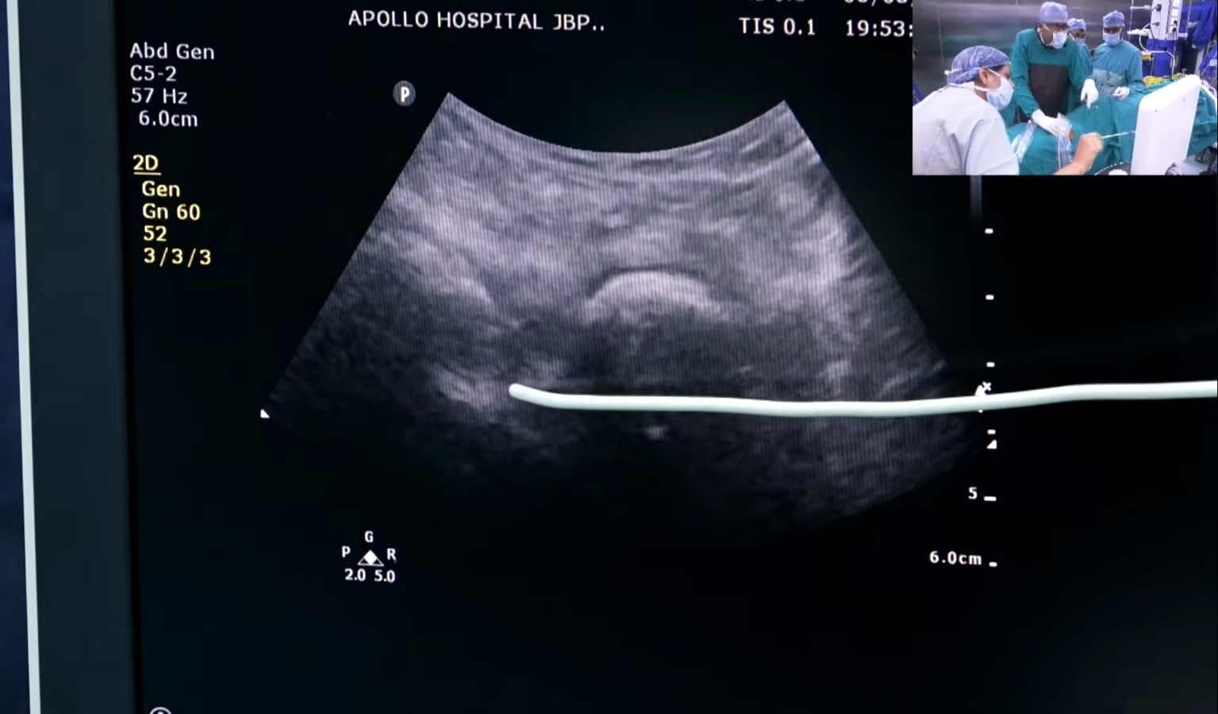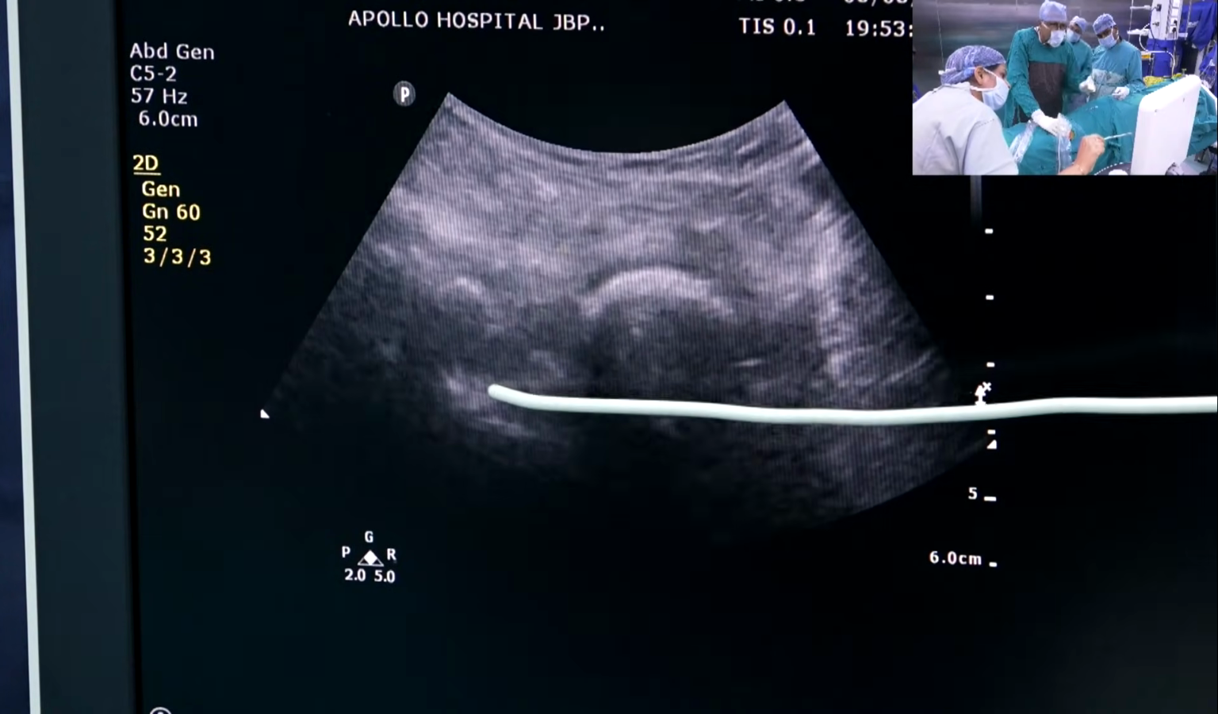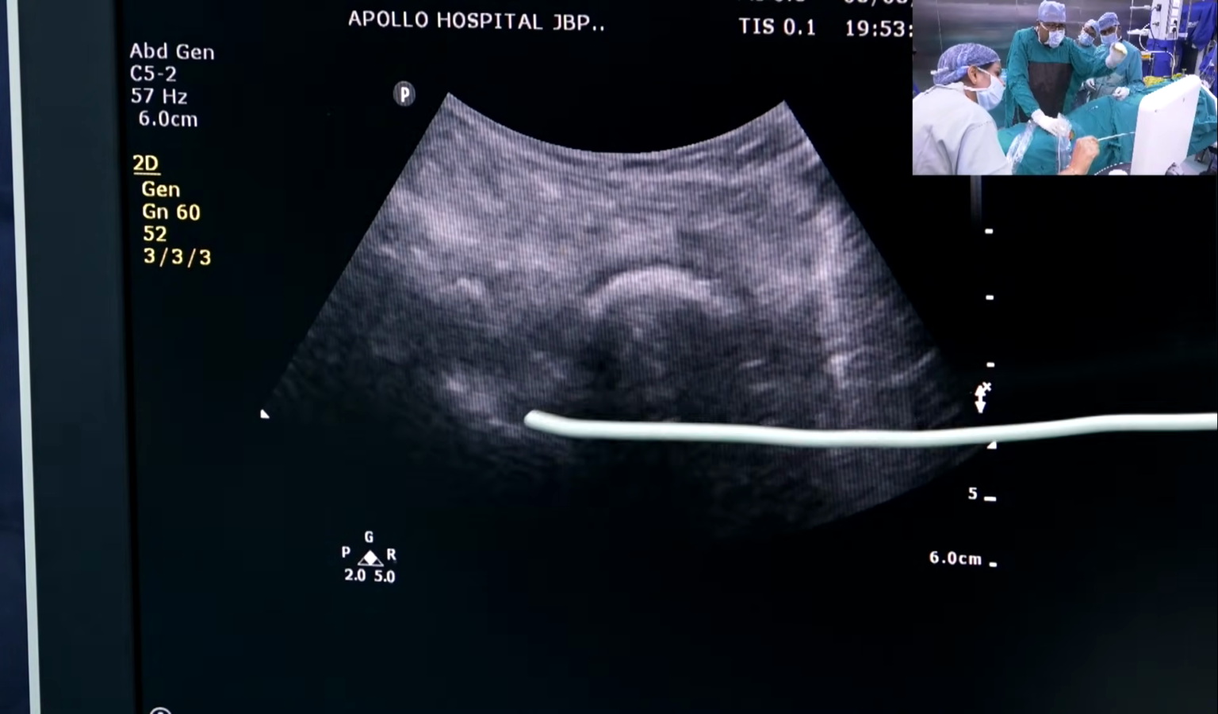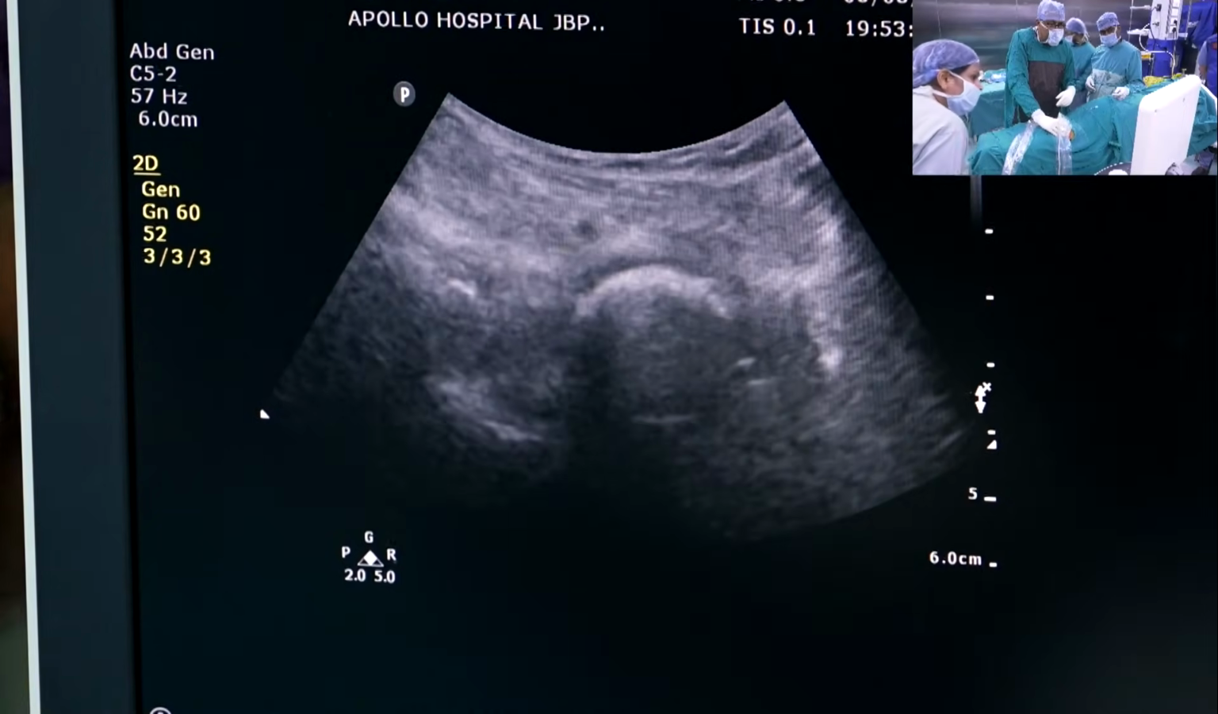This is the ACL, just top of it, yeah. This is the top of it. This is the ACL. You can see a small structure like this. This is the ACL. So our needle will go and it will hit at the ACL.